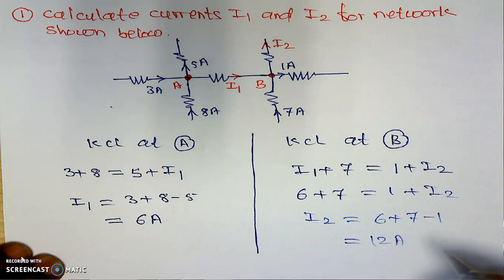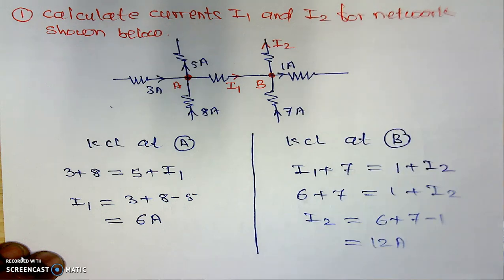Now in this way we can find out the values of the currents I1 and I2, and this is one of the ways to solve sums based on Kirchhoff's current law, that is the KCL.